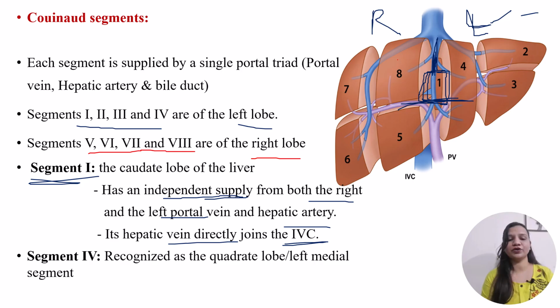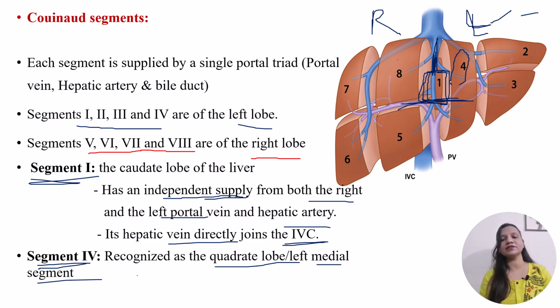The next point you have to keep in mind is about segment 4, as you can appreciate here. Segment 4 is recognized as the quadrate lobe or left medial segment. We have seen what the left lateral and left medial segments are.